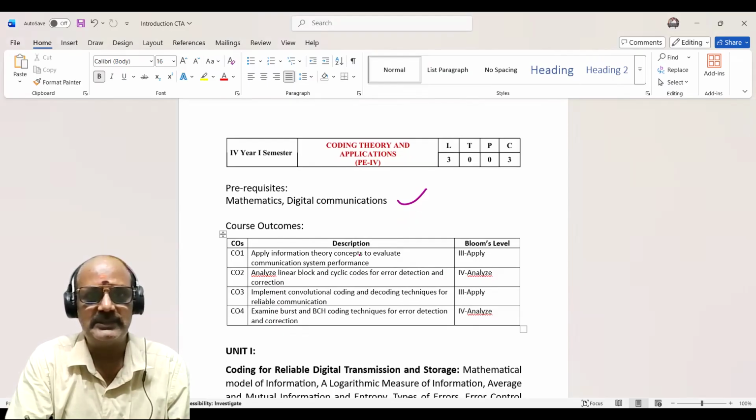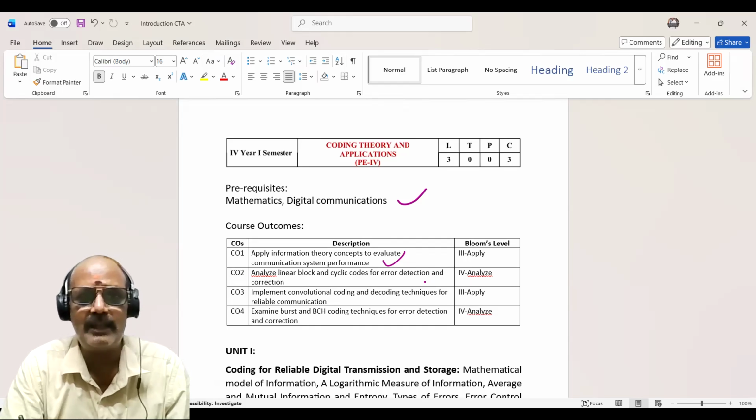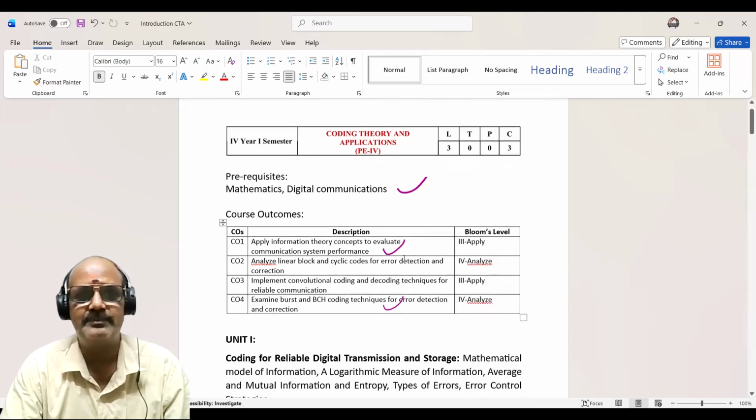Apply information theory concepts to evaluate communication system performance, and analyze linear block and cyclic codes for error detection and correction. The third course outcome is implement convolutional coding and decoding techniques for reliable communication. The fourth one is explain burst and BCH coding techniques for error detection and correction. These are the four Bloom's levels: apply, analyze, apply, and analyze.